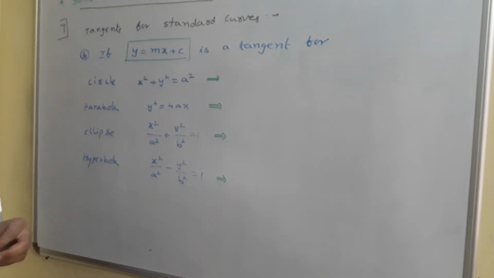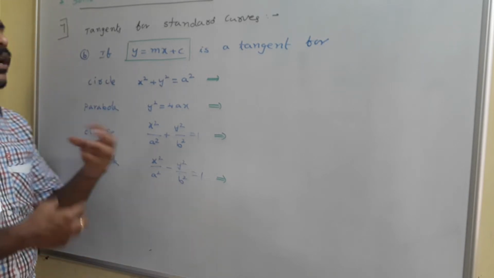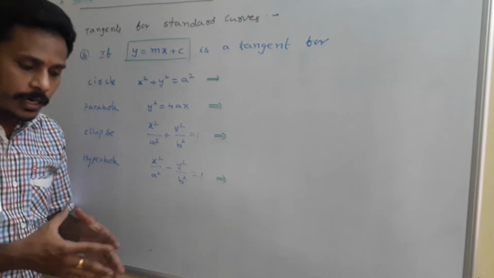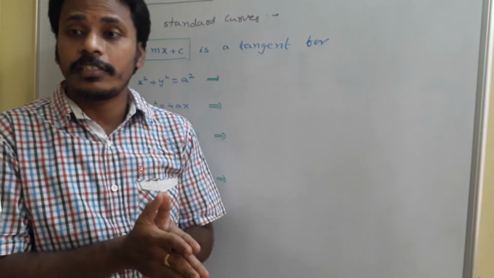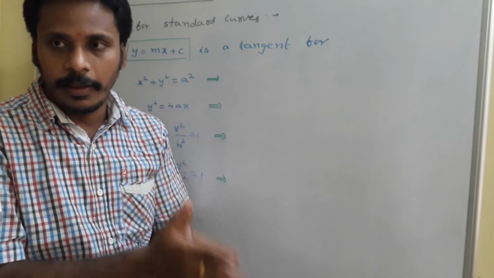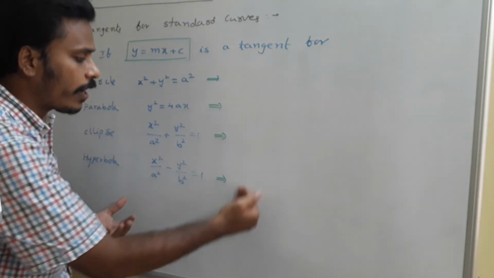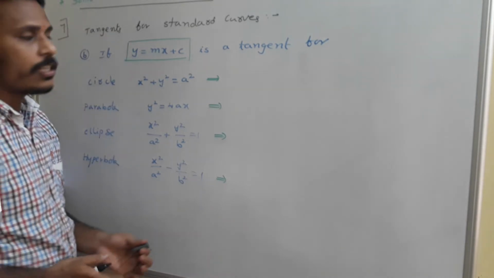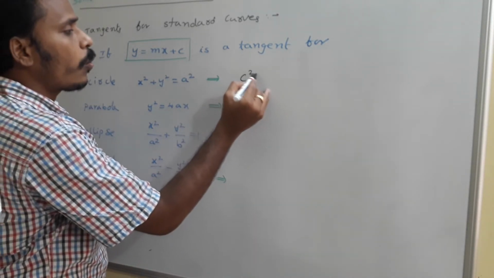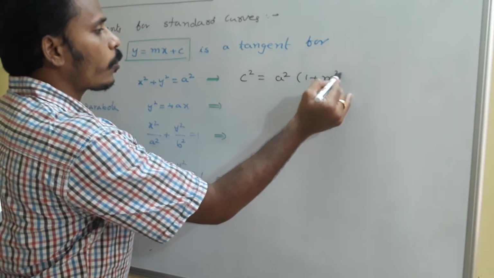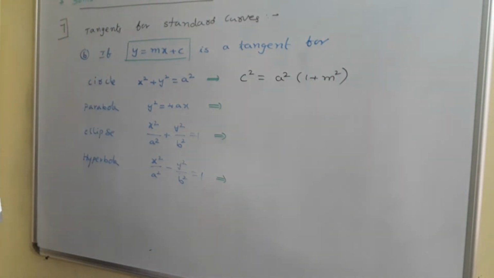See, deriving those conditions is simply nothing but identifying a quadratic equation and getting the condition just by equating its discriminant to 0, as we discussed in bit A. In the same way we will derive conditions for all these things. Okay, and the first thing, for the circle the condition is simply, as we discussed, c square is equal to a square of 1 plus m square. That's the condition related to m, c and a.